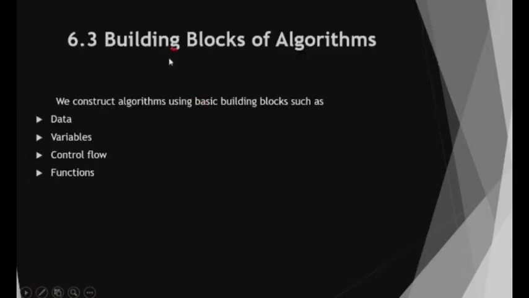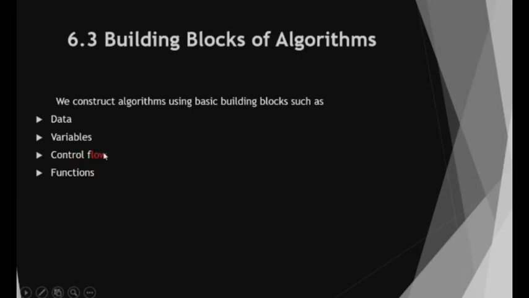So now you can see what are the things needed for constructing algorithms. We construct algorithms using basic building blocks such as data, variables, control flow, and functions. We already know what these mean. Data means the collection of raw facts. Variables is nothing but a memory box that is used to hold values. Control flow: how the control can flow from one statement to another statement.